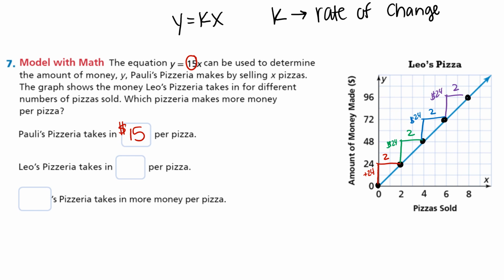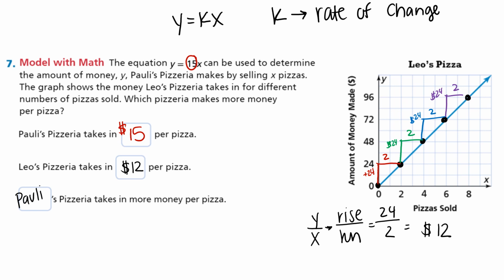We set up our fraction y over x. In the graph, it's called rise over run. $24 divided by 2 pizzas equals $12 per pizza. And so Paulie's Pizzeria takes in more money. It costs more at Paulie's.